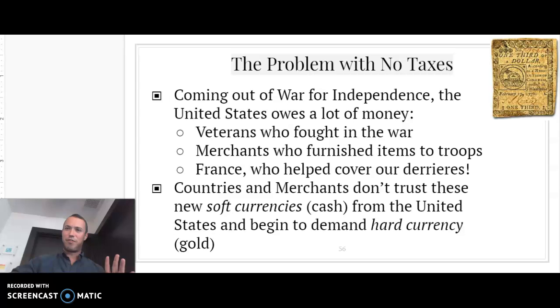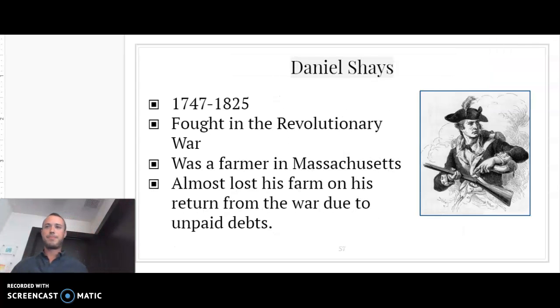Okay. People start to get frustrated because they're like, I fought in this war thinking it was going to be better. And now this state, because you got to think, they weren't thinking about the country. They were thinking about their state. This state I fought to protect is now trying to take my land from me. So we got Daniel Shays coming on the scene. He is one of these farmers who fought in the Revolutionary War. He lives in Massachusetts, and his farm is about to default. The bank is about to take it back.